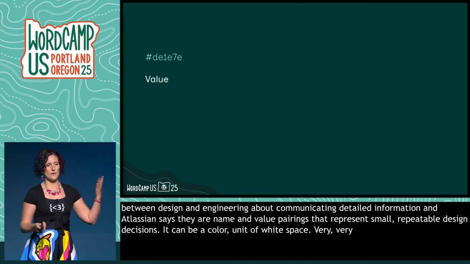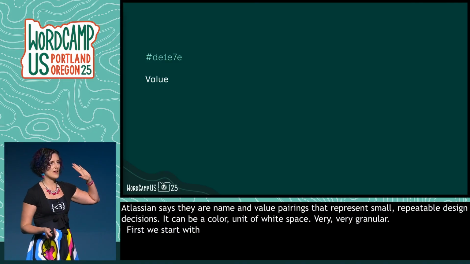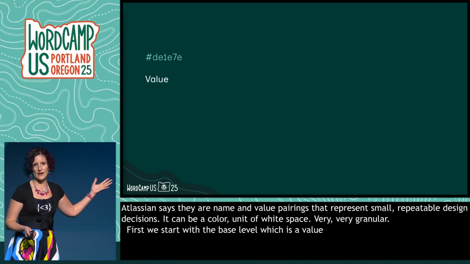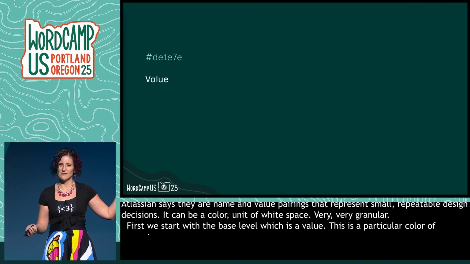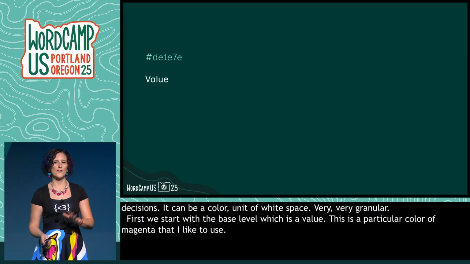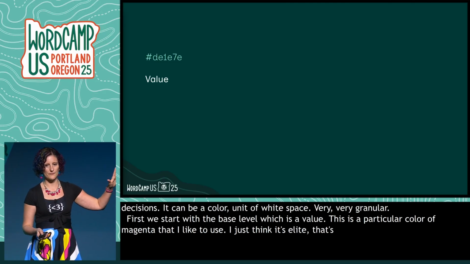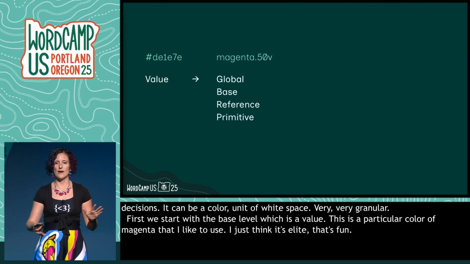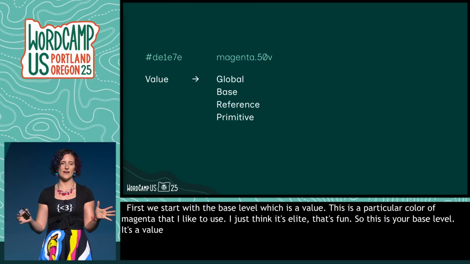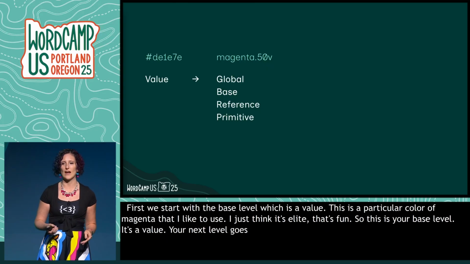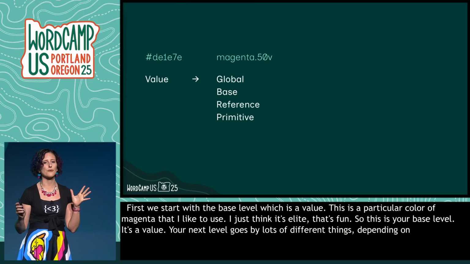First, we start with the base level, which is a value. This is a particular color of magenta that I like to use. I just think it's a fun color. That's fun. So this is your base level. It's a value. Your next level goes by lots of different things depending on which design system you're looking at. They might be called global or base or primitive.